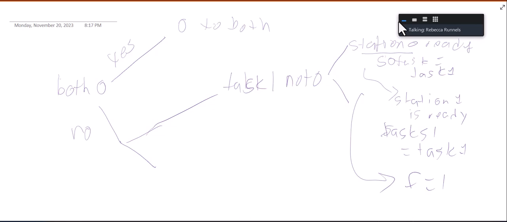Else, if task 1 is 0, which means task 2 is not 0, because we knew at least one of them was not 0, then I follow the same logic. I do the same thing with task 2. I send it to station 0 if station 0 is ready. If station 0 is not ready, I send it to station 1 if station 1 is ready. If neither station 0 nor station 1 is ready, then I set F equal to 1.